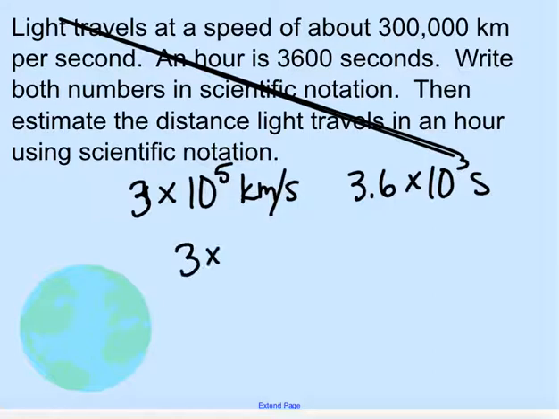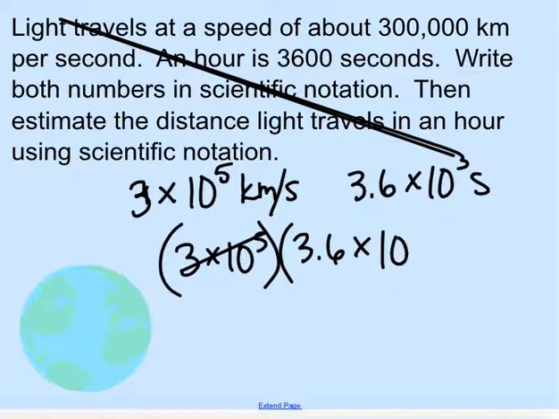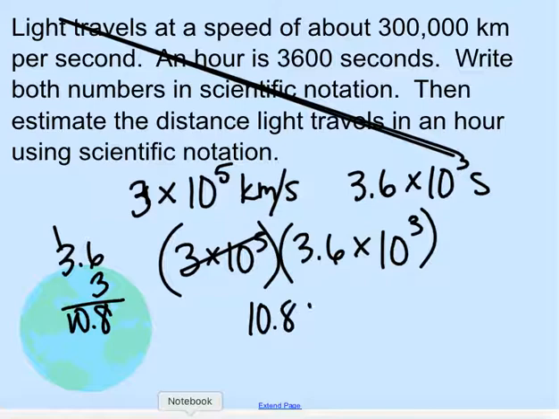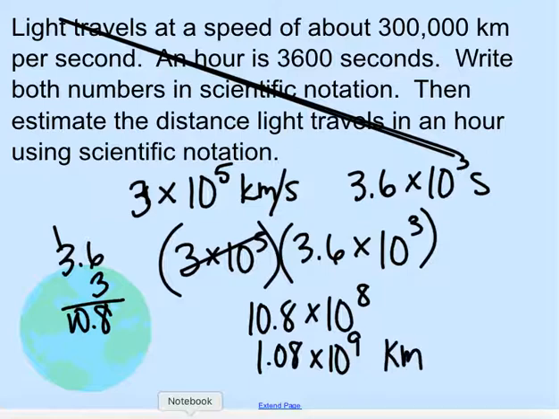So I do 3 times 10 to the 5th. We're going to multiply that by 3.6 times 10 to the 3rd. And so I multiply my two numbers together. Well, 3.6 times 3, that's going to give me, well, move the decimal, 10.8 times 10 to the 8th. But that's not in scientific notation, so I need to divide by 10 and add a 10, so 1.08 times 10 to the 9th. Okay, that's our units on this, we can go 1.08 times 10 to the 9th kilometers in 1 hour.